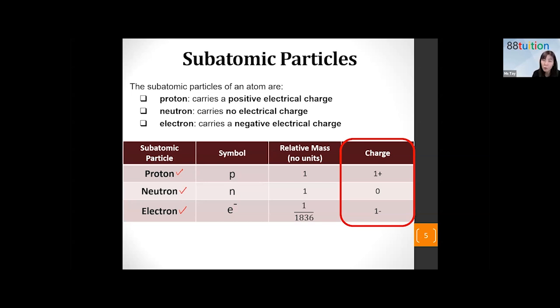Do you need to put the negative sign? Depends on your school. I will accept even if you just put down the e. Relative mass has no units. No units is already telling you it's relative, so it's compared to something else. That's why we don't put down grams or kilograms because they are too light. It's not possible to even put it on the weighing scale to measure its mass, so we are comparing with something else.